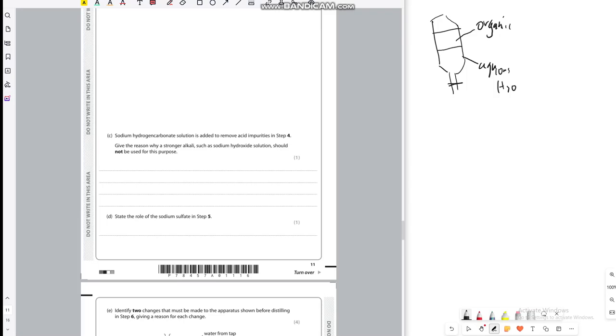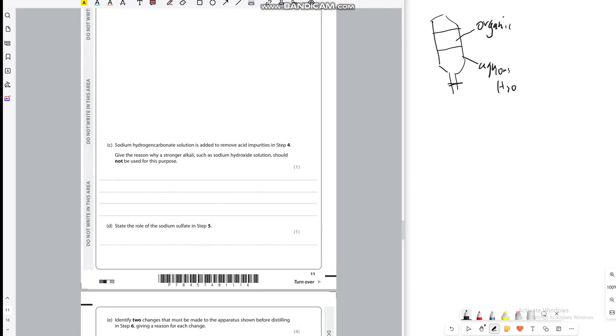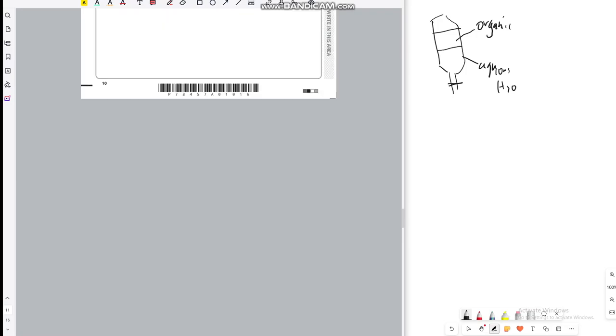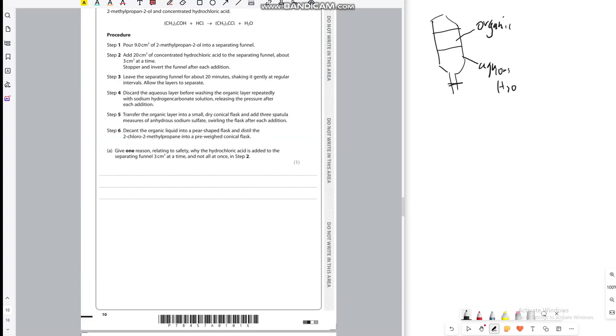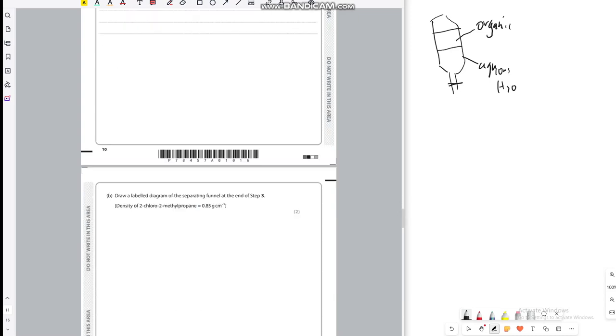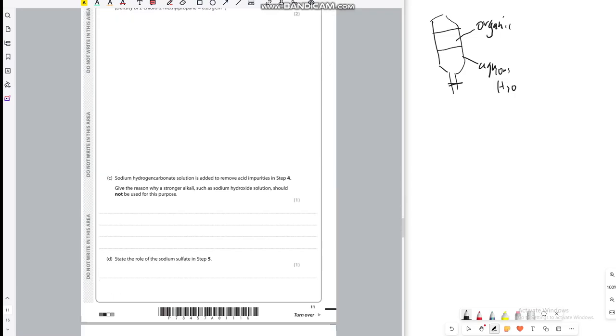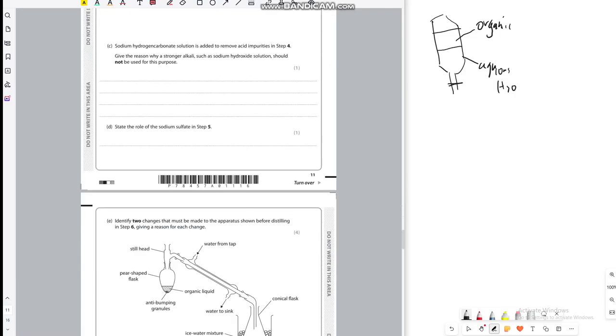State the role of sodium sulfate in step 5. So in step 5 they say it's an anhydrous substance, isn't it? Yeah. So transfer the organic layer to a smaller dry conical flask and add 3 spatula measures of anhydrous sodium sulfate, swirling the flask after each addition. So there is water which is formed. We need to remove the water, so we use the anhydrous salt which gets hydrated. In that way, it removes the water. That is the reason they add sodium sulfate in step 5.